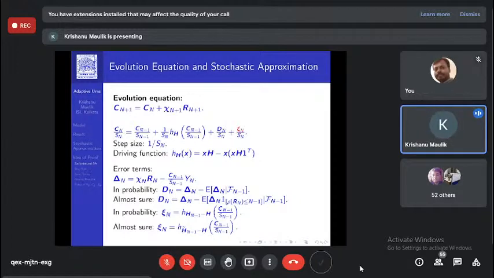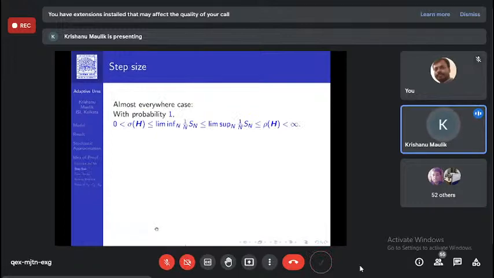So this is the setup, and then we have to check all the conditions: the condition on step size, the behavior of the ODE given by the driving function, and the behavior of the error terms. Okay, so step size. In the almost sure case, you essentially show that the limit inferior of Sn by n is bounded below by sigma h, and the limit superior is bounded above by rho h. This is bigger than zero, this is finite. So that should take care of it. Actually, you should look at n times an, which is n by Sn, but it doesn't matter. And then you know that, comparing with 1 by n, 1 by Sn goes to 0 because Sn goes to infinity, and summation 1 by Sn diverges, because 1 by Sn is like 1 by n, and 1 by Sn is our an.